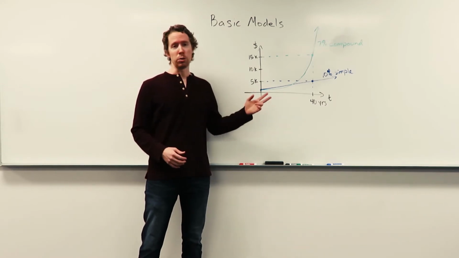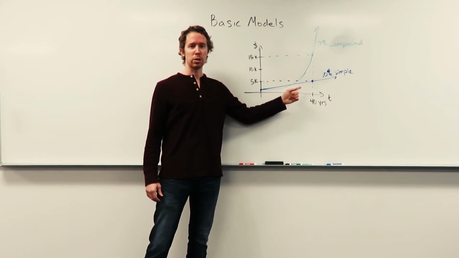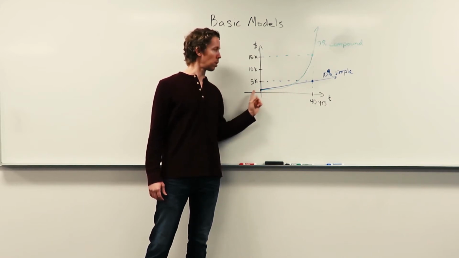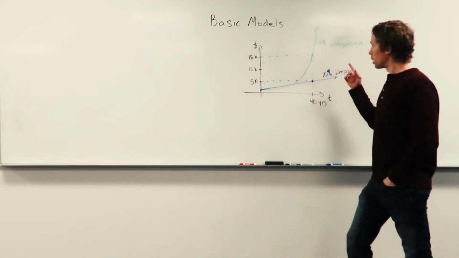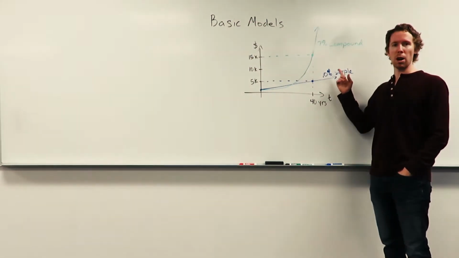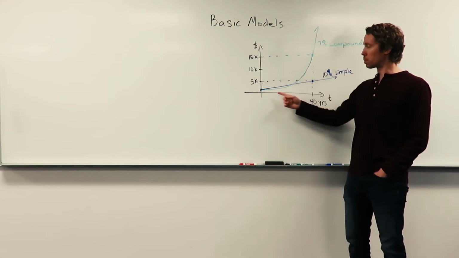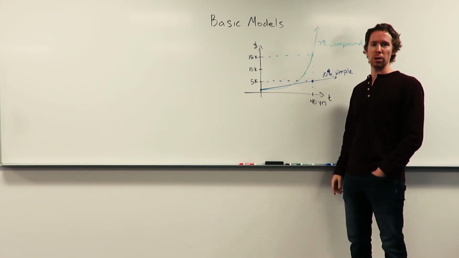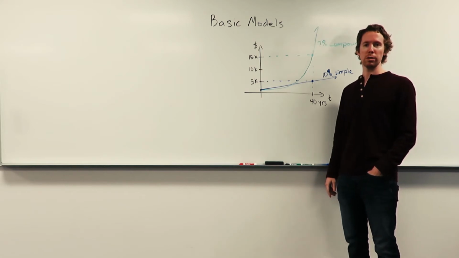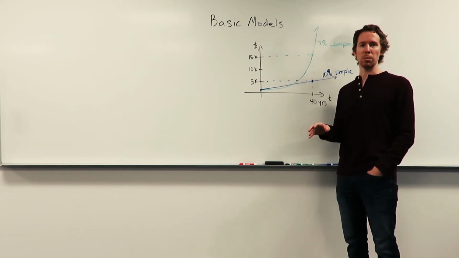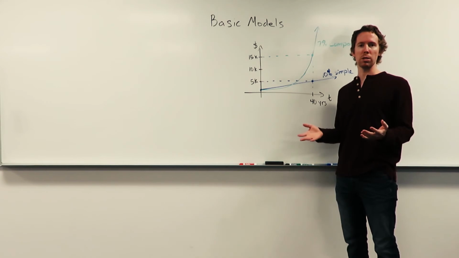So we've already talked about two. We talked about simple interest, which is a linear model, follows a straight line. And we've talked about compound interest, which is an exponential model. It follows an exponential curve or exponential growth. And today I'm going to introduce you to three more models. There are three specific models, but they represent three categories of models.